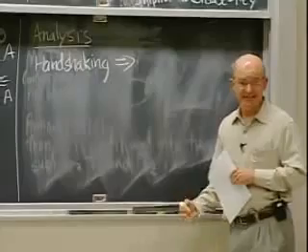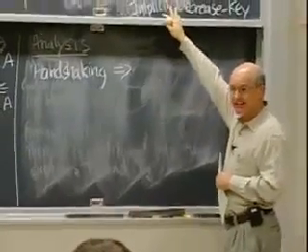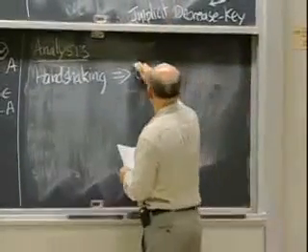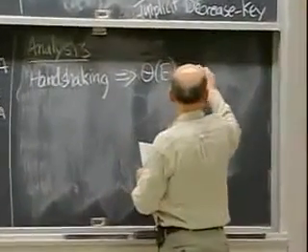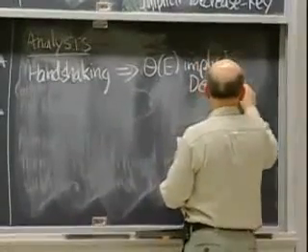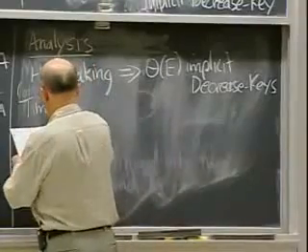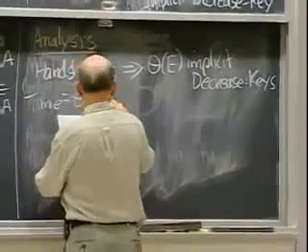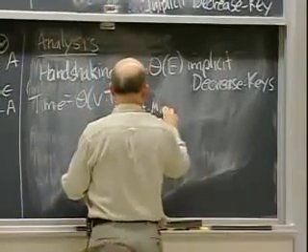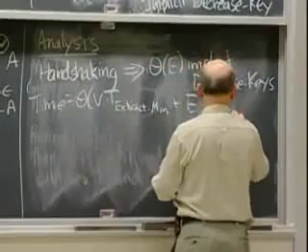Yeah, at most order E. Okay, because what am I doing? I'm summing up the degrees of all the vertices. That's how many times I actually execute that. So I have order E implicit decrease keys. So the time overall is order V times the time for whatever the extract min is, plus E times the time for decrease key.